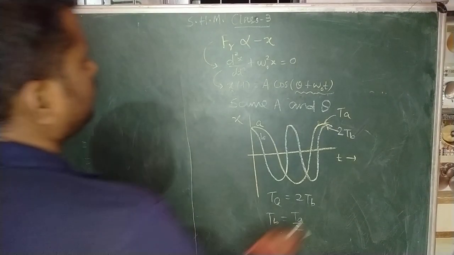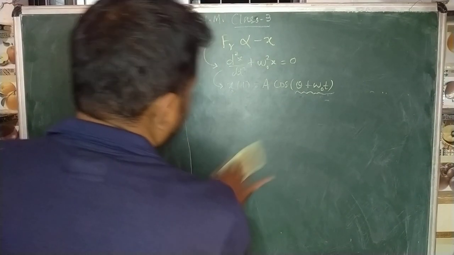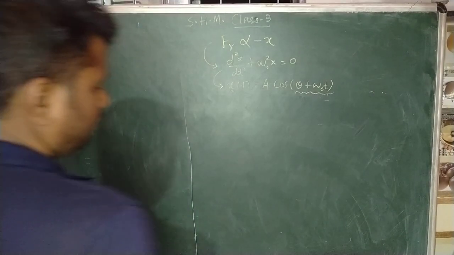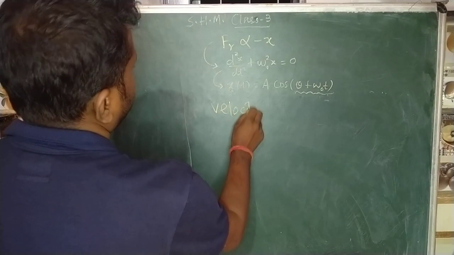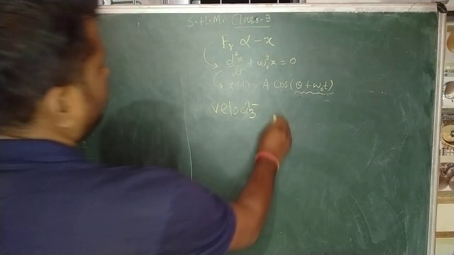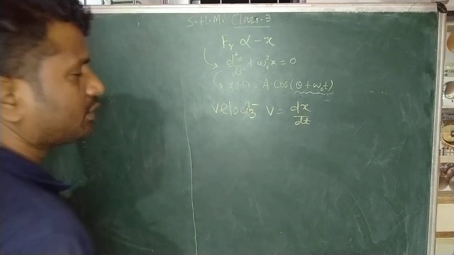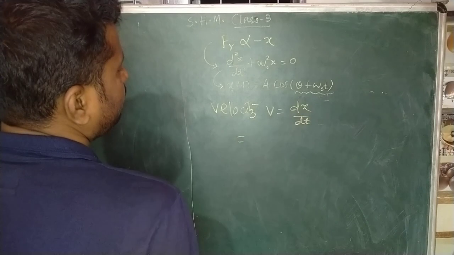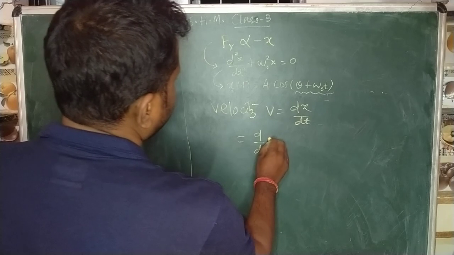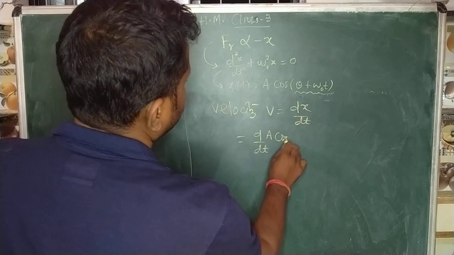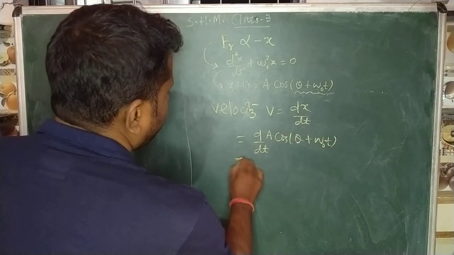Let's proceed towards velocity. Look, velocity. How can you get the velocity of the oscillator? Simply, velocity is dx upon dt. So it will be d/dt of x of t, which is d/dt of A cos(theta plus omega naught t). You can differentiate.